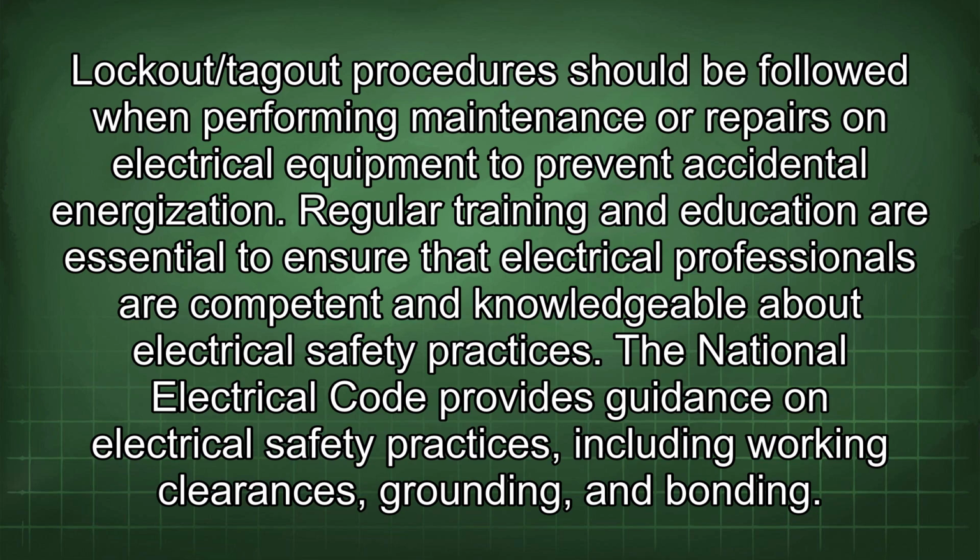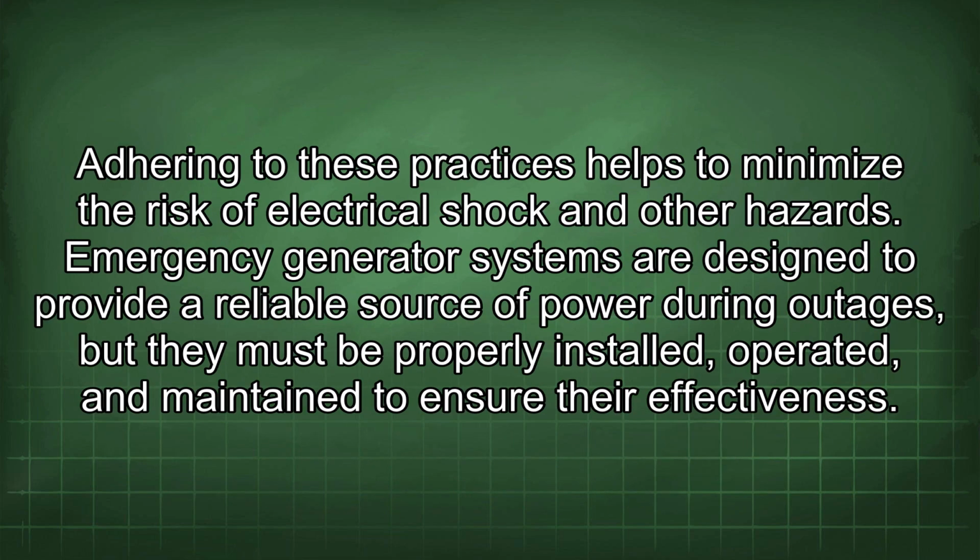The National Electrical Code provides guidance on electrical safety practices, including working clearances, grounding, and bonding. Adhering to these practices helps to minimize the risk of electrical shock and other hazards. Emergency generator systems are designed to provide a reliable source of power during outages, but they must be properly installed, operated, and maintained to ensure their effectiveness.